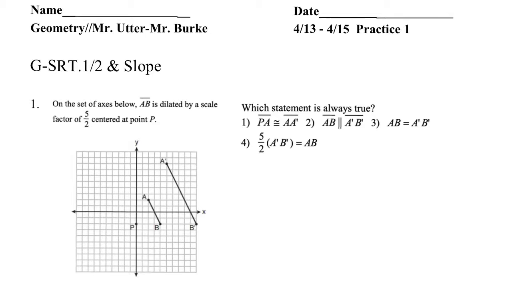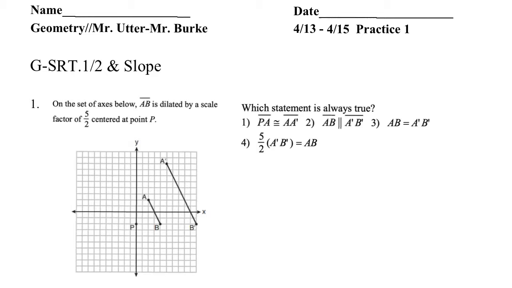Number 1, we have AB drawn and it has been dilated by a scale factor of 5/2, centered at point P. And the result is A prime, B prime. So it's asking which of these statements is always going to be true. Well, let's just go right through them one by one.